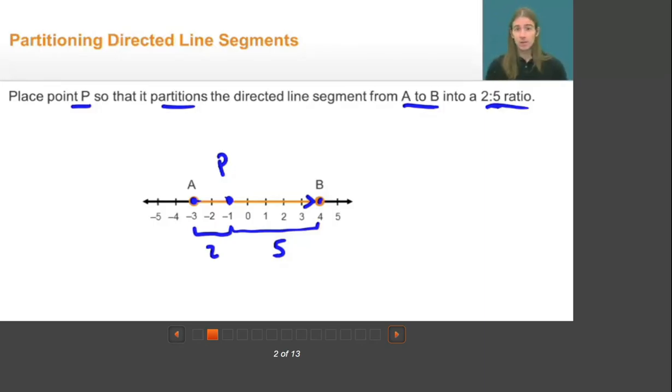Had I been asked to do this in a 5:2 ratio, that would have been an entirely different problem, but I would have started at the starting point, A, and traveled along until I met 5 units. So there's 2, 3, 4, 5. And I would have placed a point right there. When I do that, I can see that I've got 5 units to the left and 2 units to the right, once again for a total of 7 units. But that is a totally different problem. We were asked to do it in a 2:5 ratio, and point P does the trick.